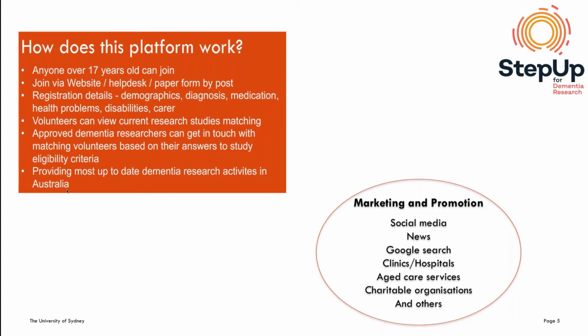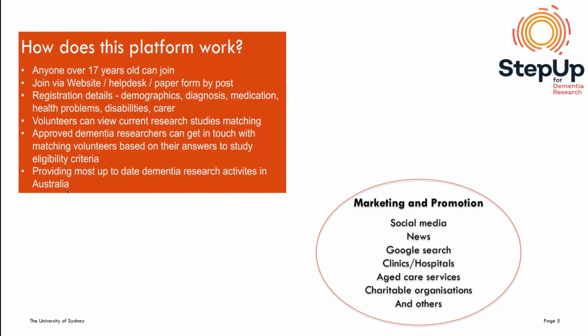This is not just for those people living with dementia or their families. It's about everyone. Anyone over the age of 17 can join. So adults can join, and they can join by website, help desk, or postal registration.